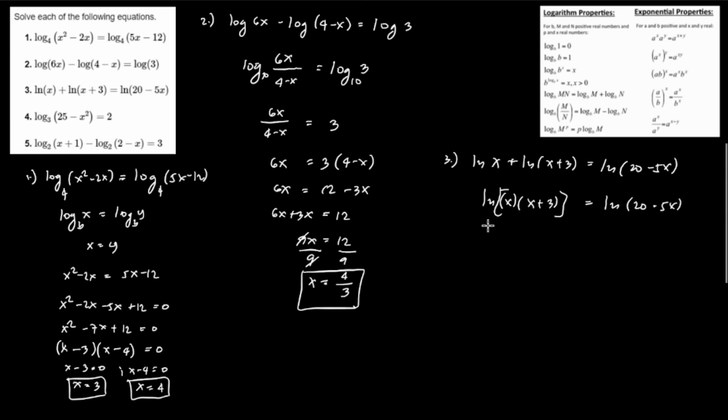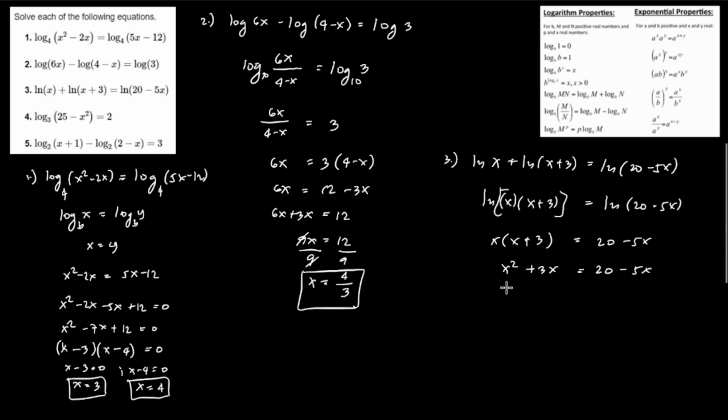Based on the logarithm properties, x times x plus 3 is equal to 20 minus 5x. Simplify: x times x is x squared, x times positive 3 is 3x, equal to 20 minus 5x.